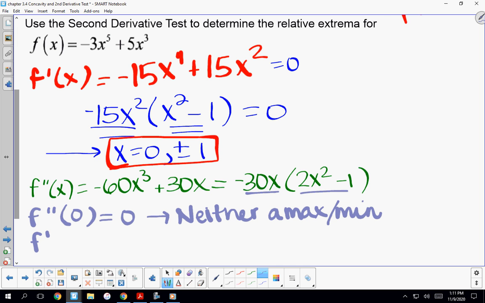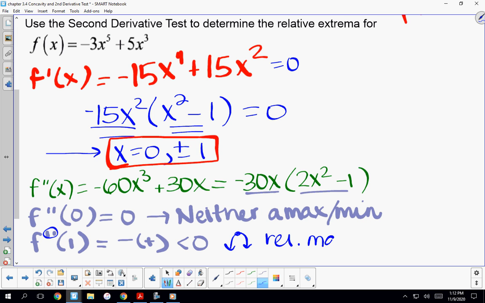Then I'm going to plug in my other two, and when I plug in positive 1, I'm going to get a negative number times a positive number. Okay, so I get a negative. Just double checking my work here. So since it's negative, and that's the second derivative, that means it's concave down. And you can see from my illustrations, that means we must have a relative max at that critical point.